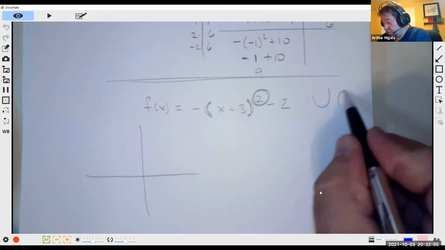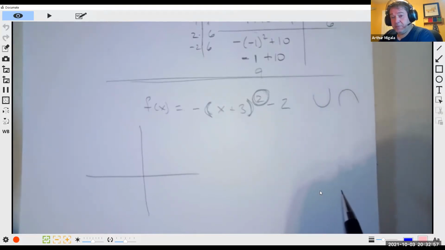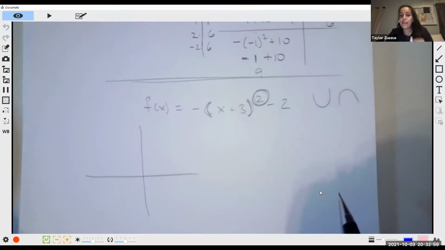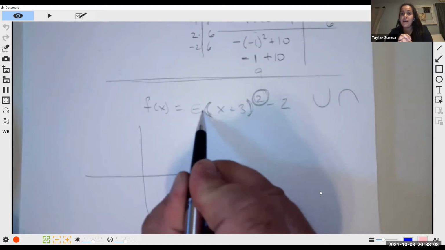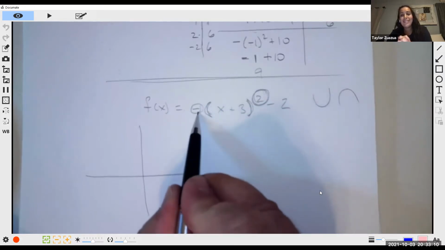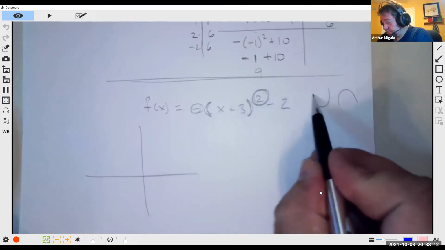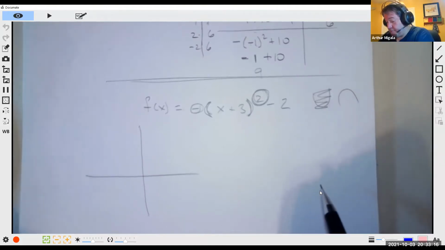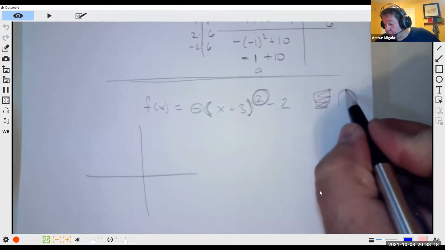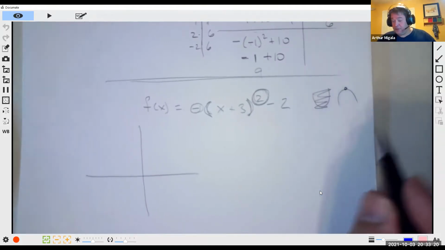It's either this or this. Does it open up or down? I want to say it opens up. No, there's a negative out in front. Down, there's a negative. Right. So we know it opens down. So all we have to do now is find out where the vertex is.